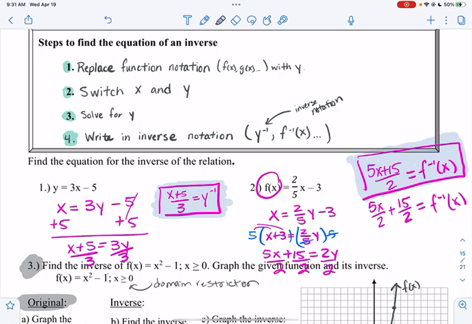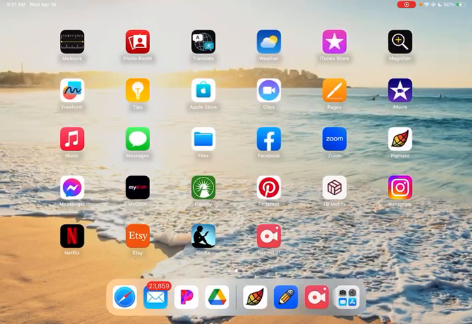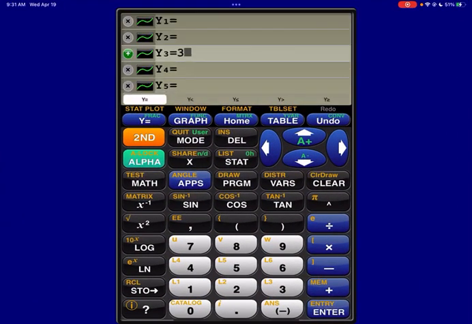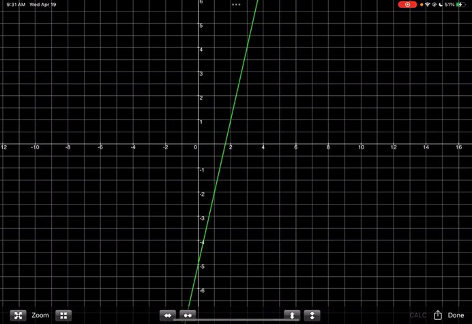And remember, you can always check your equations too, that they are a reflection over that diagonal x equals y line, or y equals x line. So for the first one, we had y equals 3x minus 5. So if we go into the calculator and we graph that, 3x minus 5, and then the inverse we found. So let's look at that one. So that's your first one.